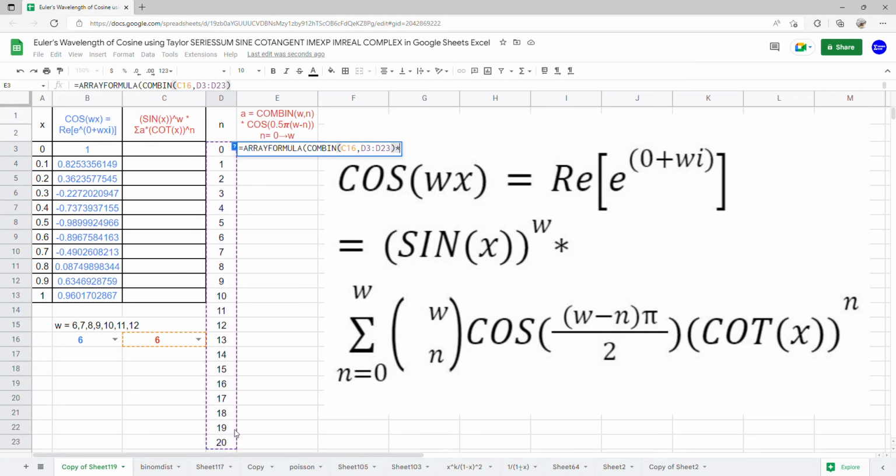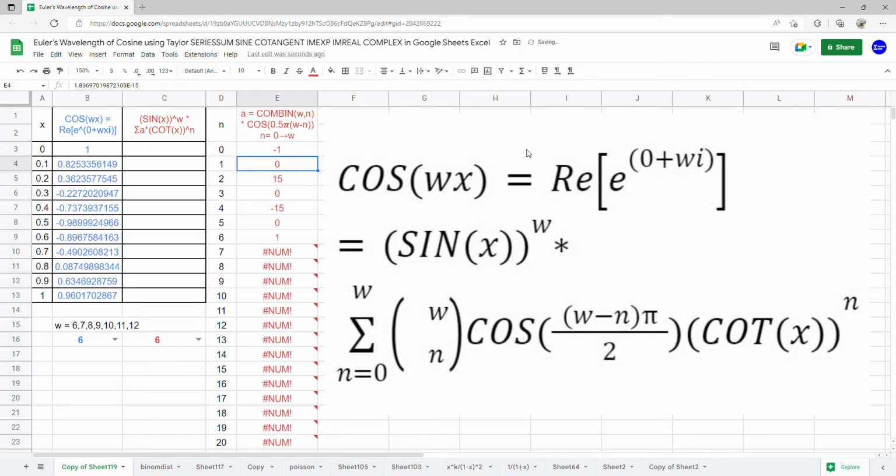That's the first part. The second part, cosine of pi times W minus n times pi over 2. So it is 0.5 pi times the quantity W minus n. So cosine, 0.5 pi, W minus n. And we'll close this parenthesis. This closes the cosine.